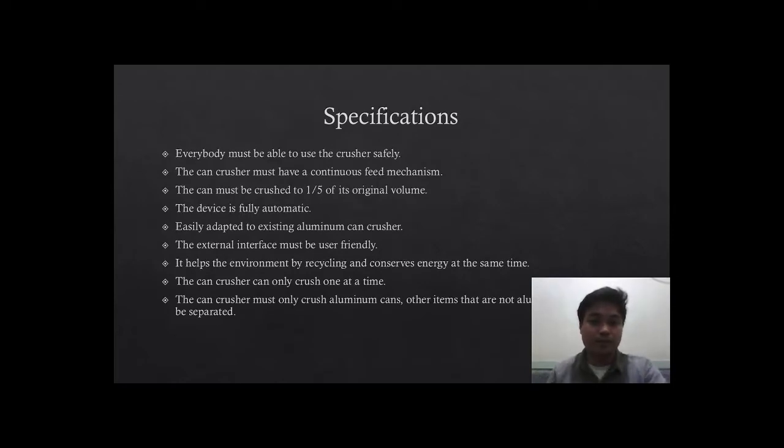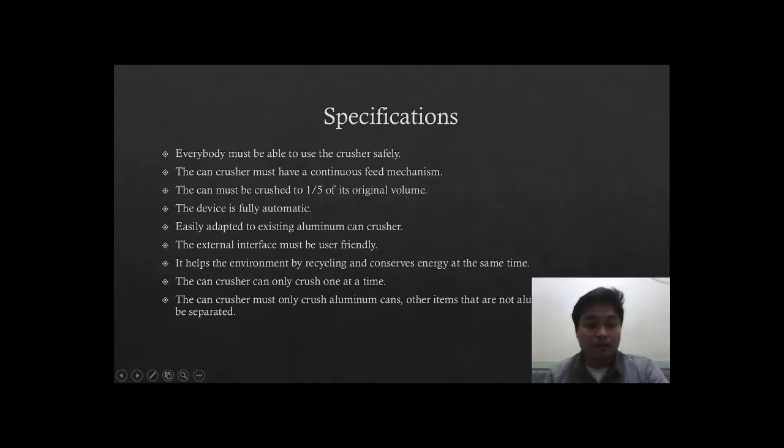Next, for our specifications. First, everybody must be able to use the crusher safely. Second, the can crusher must have a continuous feed mechanism. The can must be crushed to one-fifth of its original volume. The device is fully automatic and easily adapted to existing aluminum can crushers. And the external interface must be user-friendly. It also helps the environment by recycling and conserves energy at the same time.